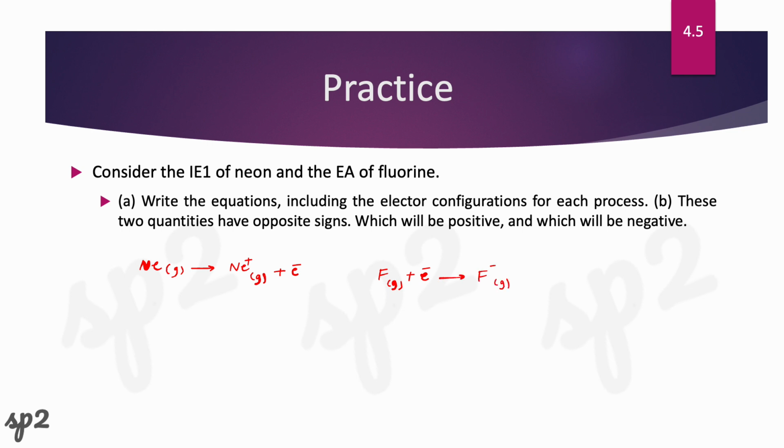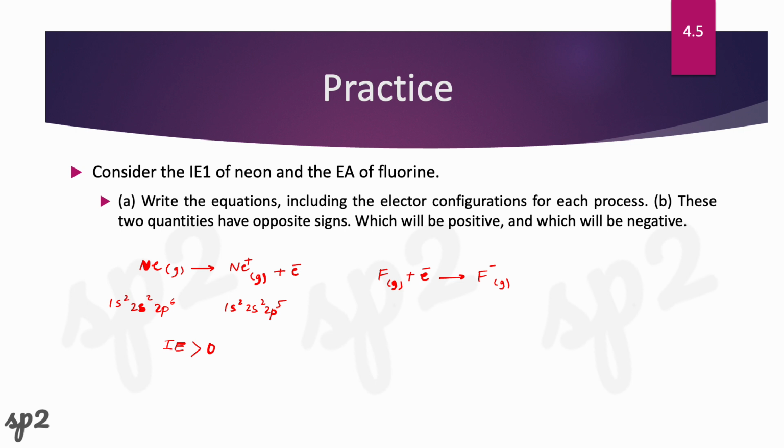Now, if you look at the electron configuration for neon, it's 1s2, 2s2, and then 2p6. If you try to remove an electron from a closed shell, that's not going to be easy, and that's why I need a positive energy here. So we go to 1s2, 2s2, and now we have 2p5 because we lost an electron. And that must be a positive value, so IE must be positive.